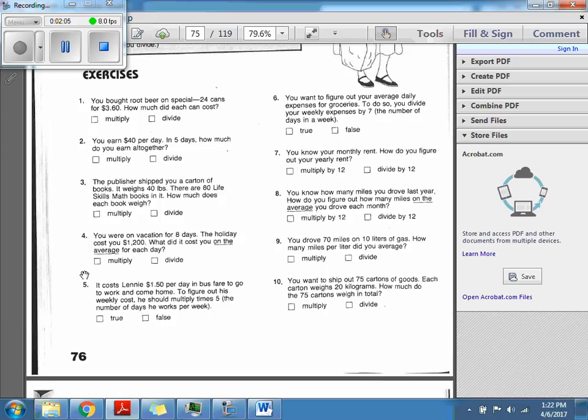Number 5, it cost Lenny $1.50 per day in bus fare to go to work and come home. To figure out his weekly cost, he should multiply times 5, the number of days he works per week. Is that true or false? Number 6, you want to figure out your average daily expenses for groceries. To do so, you divide your weekly expense by 7, the number of days in the week. True or false?